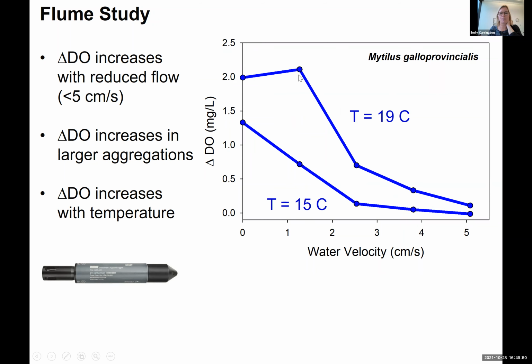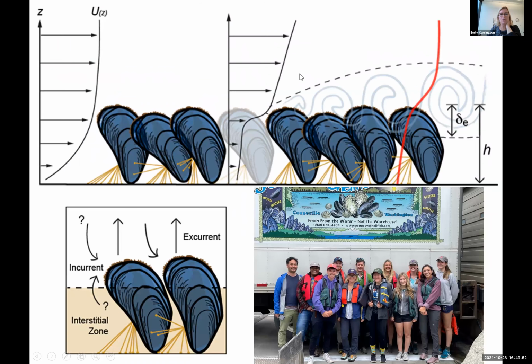So where we're headed next is this working hypothesis that we need to understand what's going on with the fluid dynamics. Here's a nice boundary layer profile of water coming across a mussel aggregation, and the mussels interact with that fluid to change that profile so that they have low flow inside the mussel aggregation and relatively high flow above it.